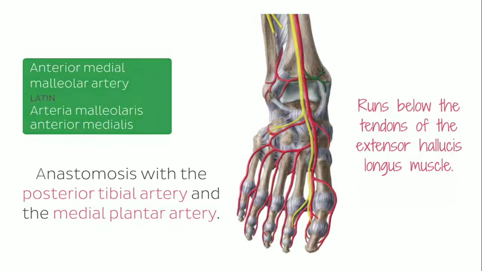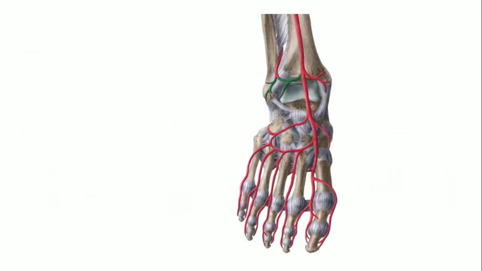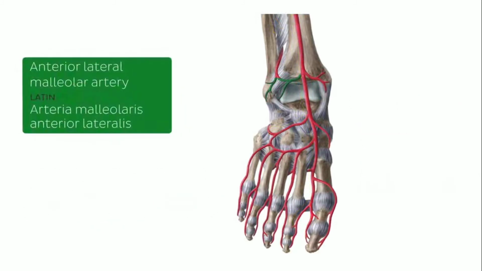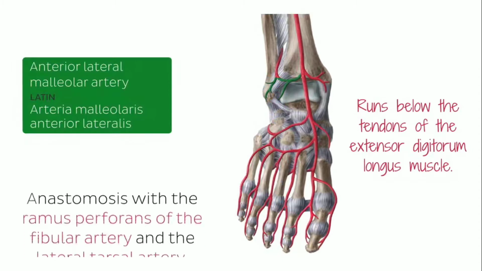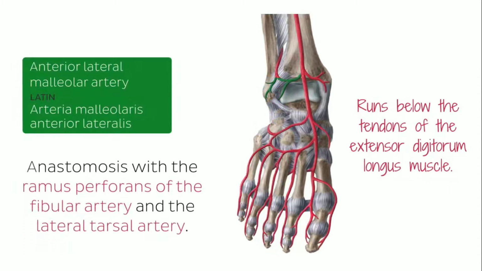The next one that we're going to be highlighting, that we've seen on previous slides, is the anterior lateral malleolar artery. And the lateral one runs below the tendons of the extensor digitorum longus muscle and goes laterally towards the lateral malleolus. And just for a bit of location here, this is the lateral malleolus. It forms an anastomosis with the ramus perforans, or the perforating branch of the fibular artery, and the lateral tarsal artery.